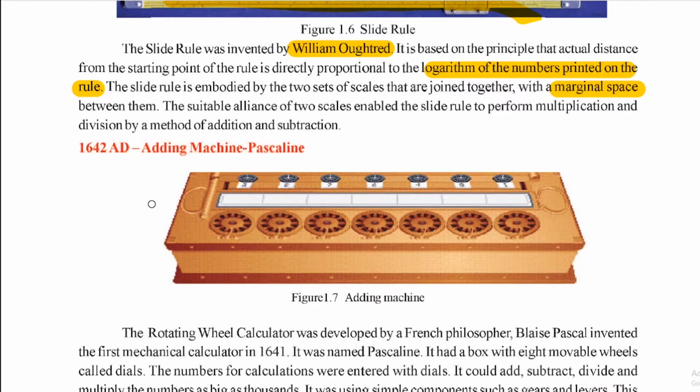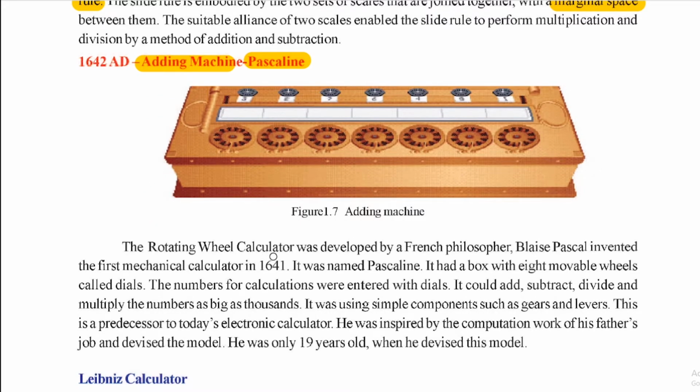And next we have the Pascaline machine, or adding machine. It was invented by Blaise Pascal. It is also known as the rotating wheel calculator, developed by the French philosopher Blaise Pascal. He invented the first mechanical calculator in 1641. The date is not important, but who invented the first mechanical calculator? That's Blaise Pascal. It was named the Pascaline, and it had a box with 8 movable dials. You can see here, like this, you can move them.